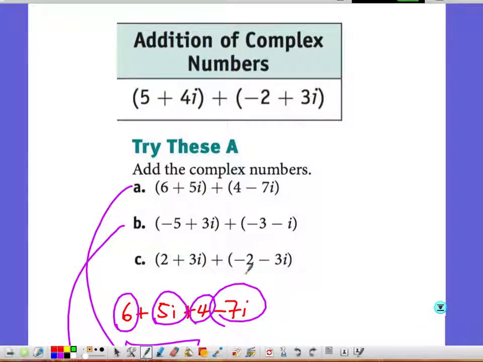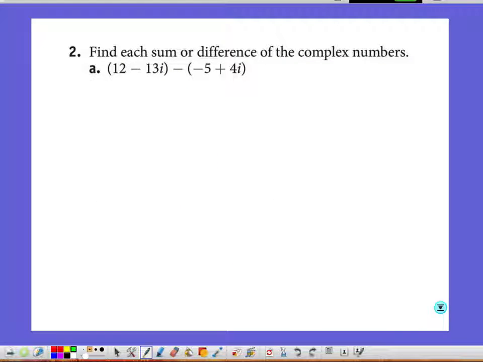So we added complex numbers, now we're going to subtract complex numbers. Now take a look at this. Does this parentheses have anything on the outside that I need to distribute besides a 1? No. So do we need this parentheses? Not really. Just bring everything down except for the parentheses. So we have 12 minus 13i.